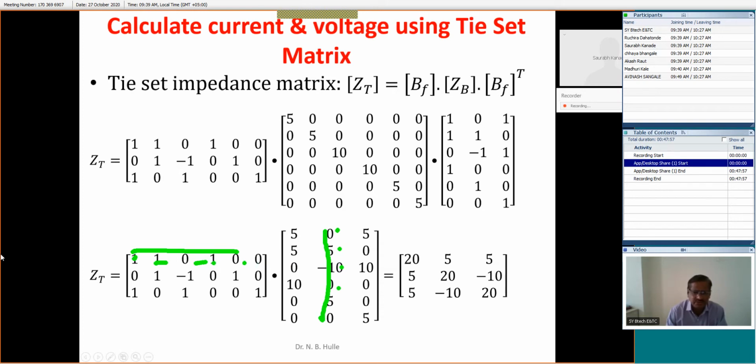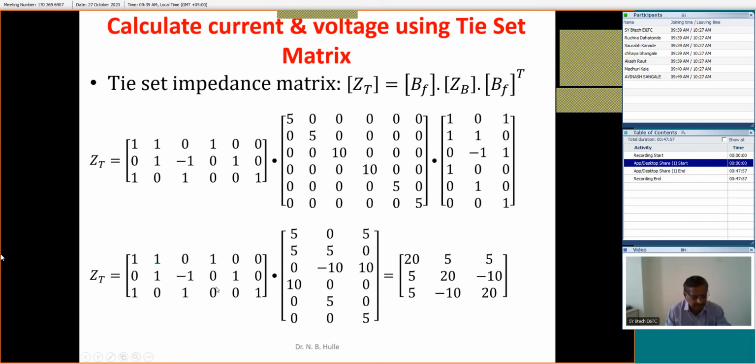Then 1 into 0 is 0, 0 into 5 is 5, again 0 into 0 is 0, so this effective multiplication is this. There is 1 into this 5, which is nothing but this 5, and so on. If we are multiplying the same row and this column, this 5 into 1 is 5, plus this 1 into 0, plus 1 into 0, 0 into 10, this 1 into 0, this 0 into 0, this 0 into 5, that is again 5, and so on.